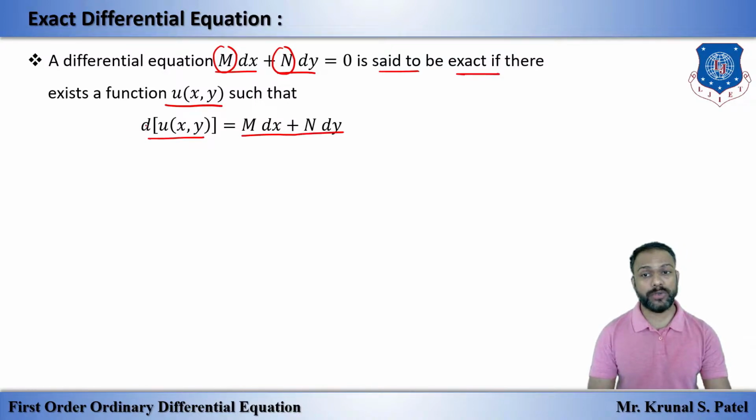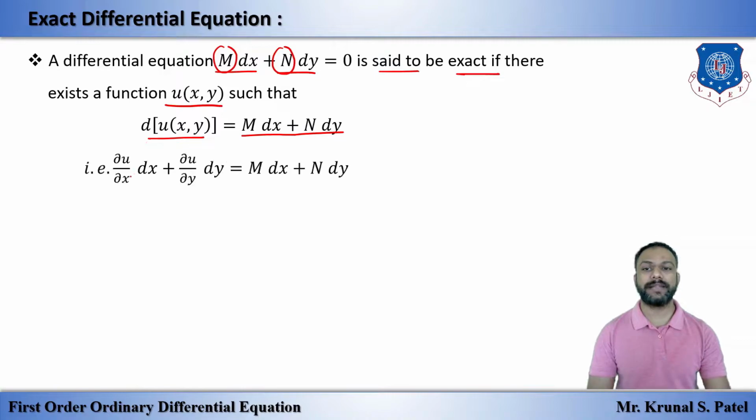Now, what is the total differential of u? That means del u by del x into dx plus del u by del y into dy is equal to this M dx plus N dy. So if this happens, then we can say that this equation is an exact differential equation.